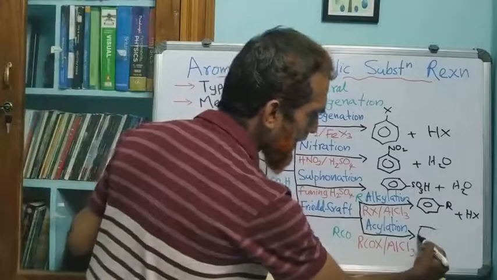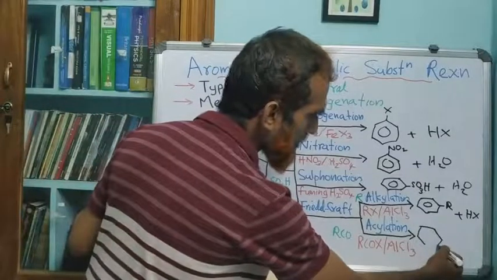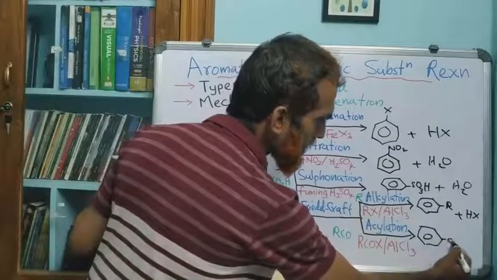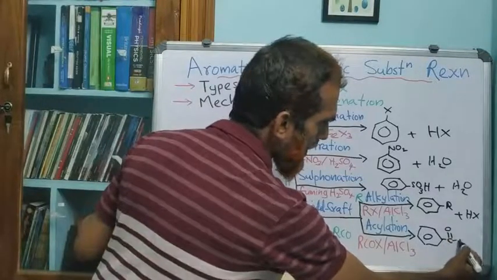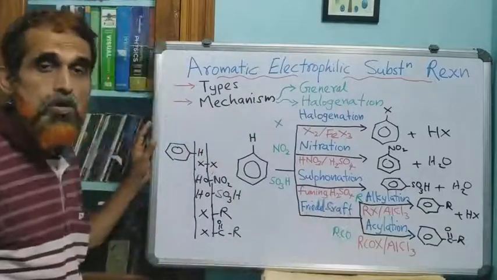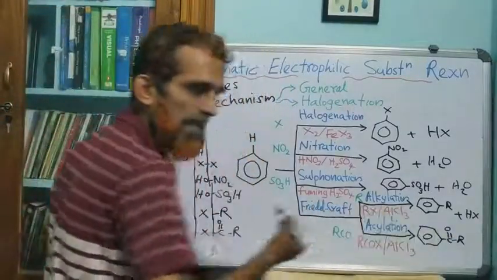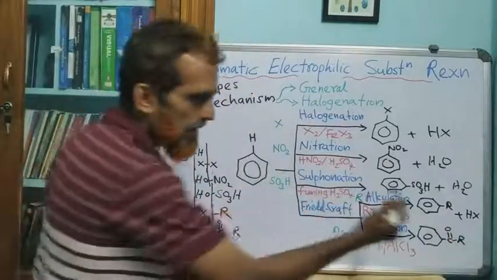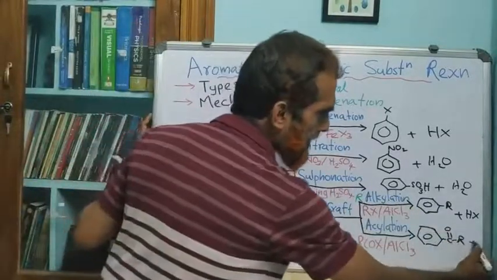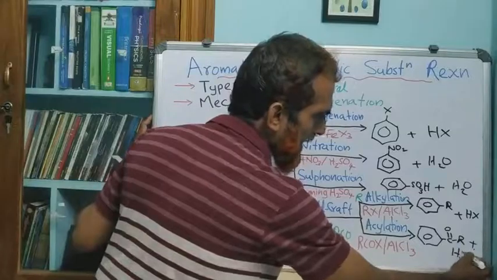We can write the product like this, CO. The carbonyl group is connected here, and like this, COR. C is attached to the ring. What is the name of this product? Generally called acyl benzene, plus the byproduct is again HX.